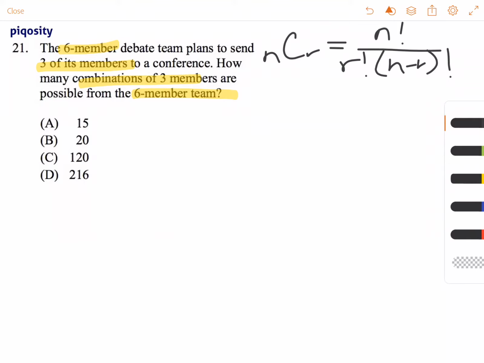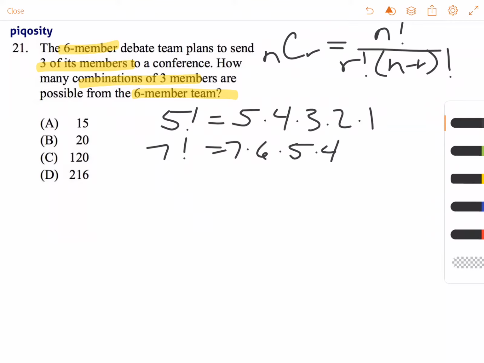So if I have 5 factorial, all that's saying is 5 times 4 times 3 times 2 times 1. So you're taking the top number and multiplying all the way down in sequence with whole numbers. So 7 factorial is 7 times 6 times 5 times 4 times 3 times 2 times 1, and so on. So n is equal to the number of choices that you have.